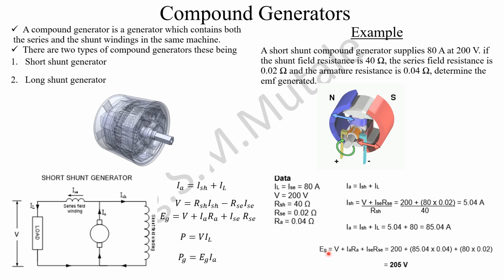With that, it's easy to find the generated voltage because you have all the parameters. You have the load voltage and all those. When you substitute, you're going to have 205 volts as the generated EMF. On the next slide, we're going to look at the long shunt generator.